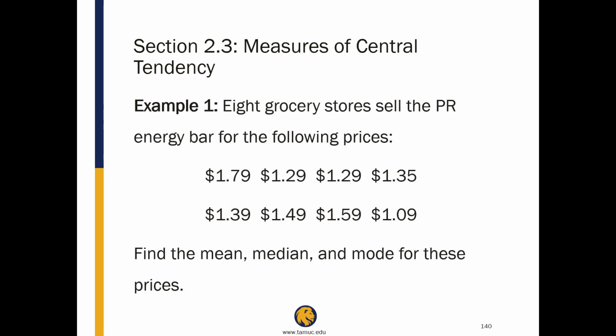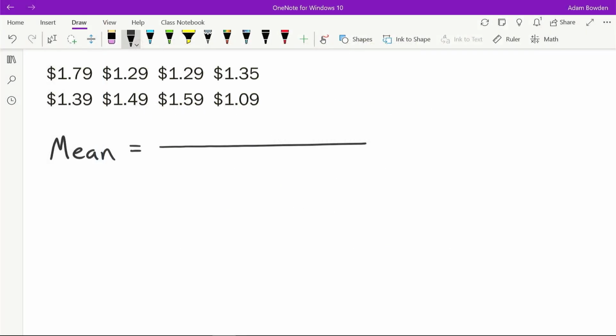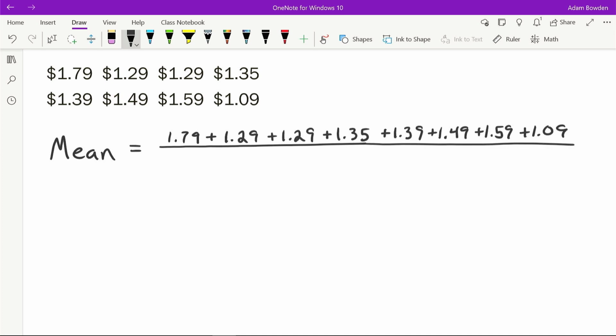And so let's do that to this particular data set to find the mean, median, and mode. So to do the mean, we'll start by adding up all the numbers together, divided by the number of values that we have. There's a total of 8 here. So when we total up the numbers, it totals up to 11.28 divided by 8. And that's equal to 1.41 for our mean.